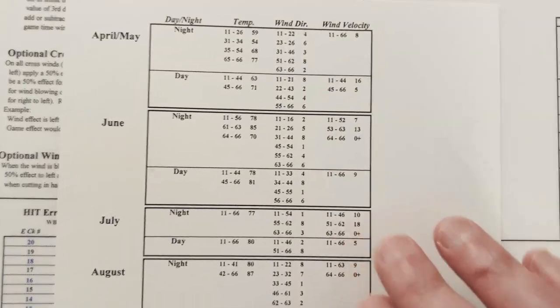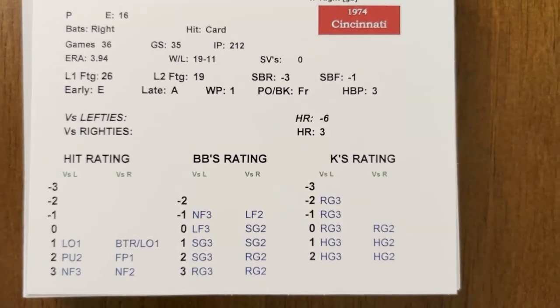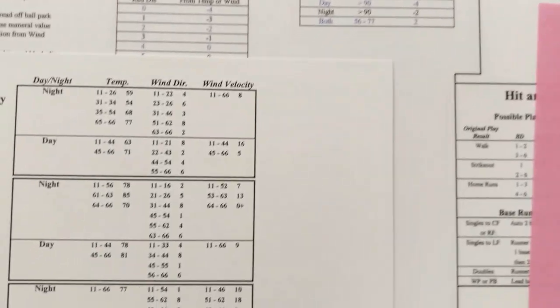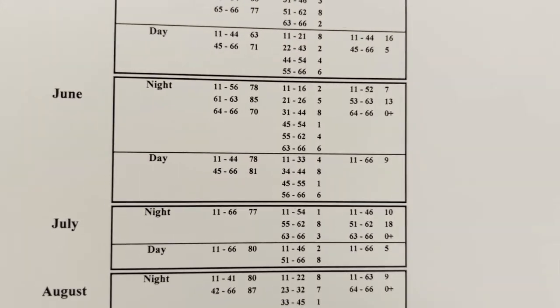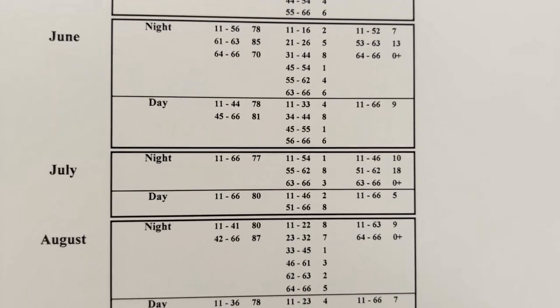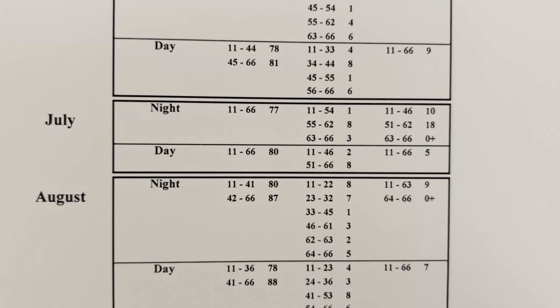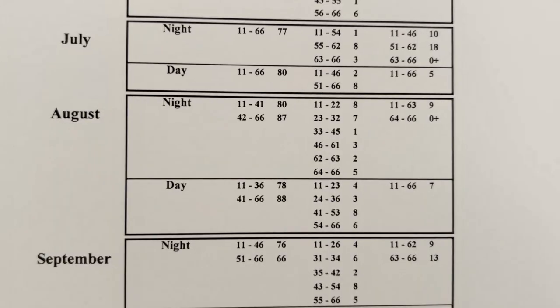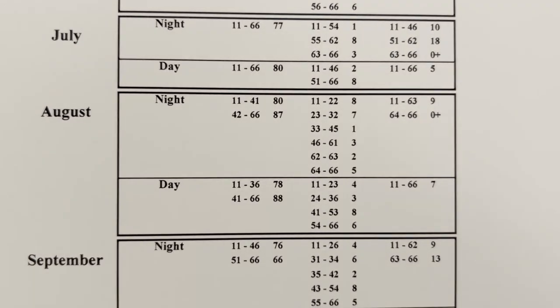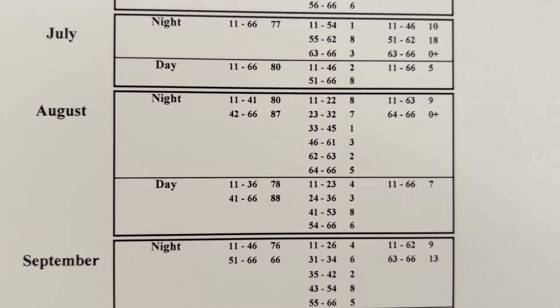So let's do Riverfront Stadium. We're talking about Jack Billingham. Here he is, and his fatigue is 26 at level 1 and 19 at level 2. Let's see what might happen if we were to have some weather impact on him. So let's say it's an August game during the day in Riverfront Stadium. So the first thing you're going to do is roll your 3 dice, and you're looking at August day.